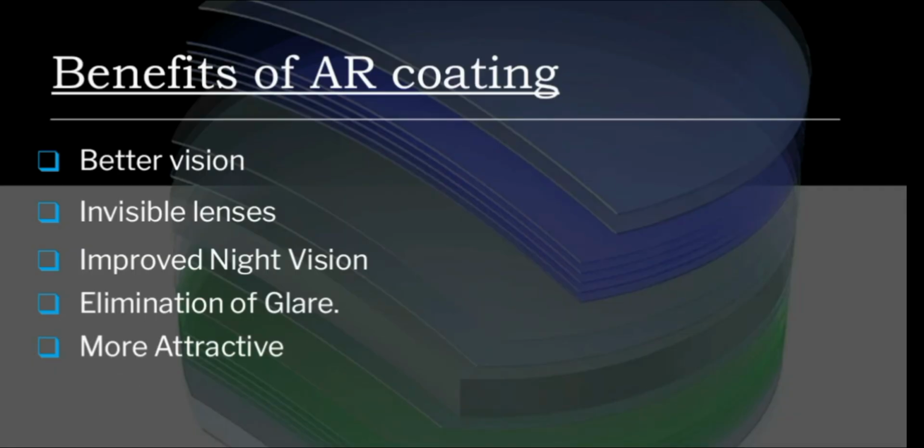What are the benefits? As I have already told you, more minimization of the reflection will lead to good vision. Now the lenses have become invisible because there are no reflections. You have seen many patients whose eyes you cannot see because of the reflection on the lens, right? So you are unable to see the patient's eye. If you are using anti-reflective coatings, the invisible lenses will let you see their face and eyes properly, and you can have good eye contact with people. It will also give you improved night vision because the glare problem is resolved.